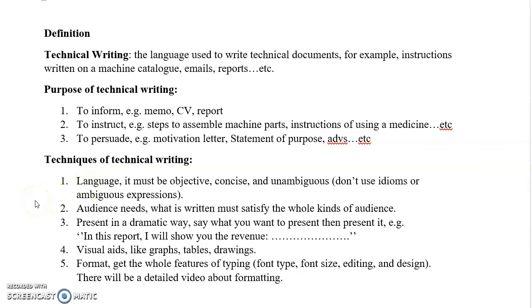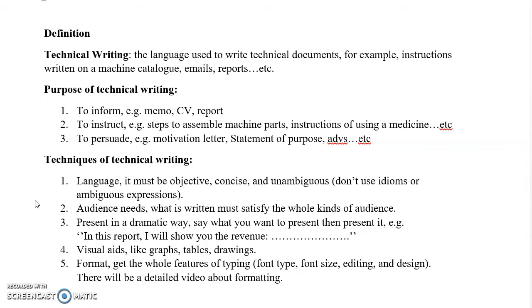So for the language of my documents in technical writing, it must be objective, concise, and unambiguous. It is so important in technical writing documents to write in a clear language that is understood by all types of people, especially if I am making a catalog or instructions for a medicine. These instructions must be understood by all kinds of people, because the patient could be a child, a man, a woman, an educated person, or an uneducated person.